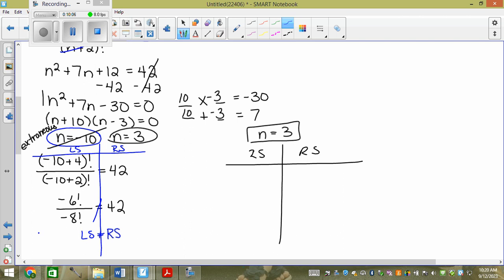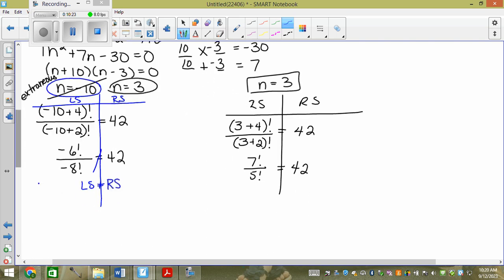And I can go 3 plus 4 factorial over 3 plus 2 factorial equals 42. So I'm going to get 7 factorial over 5 factorial equals 42. I don't even need to type it in because I can do the math I did before. 7 factorial is 7 times 6 times 5 factorial over 5 factorial. You could type it in, but I don't need to.